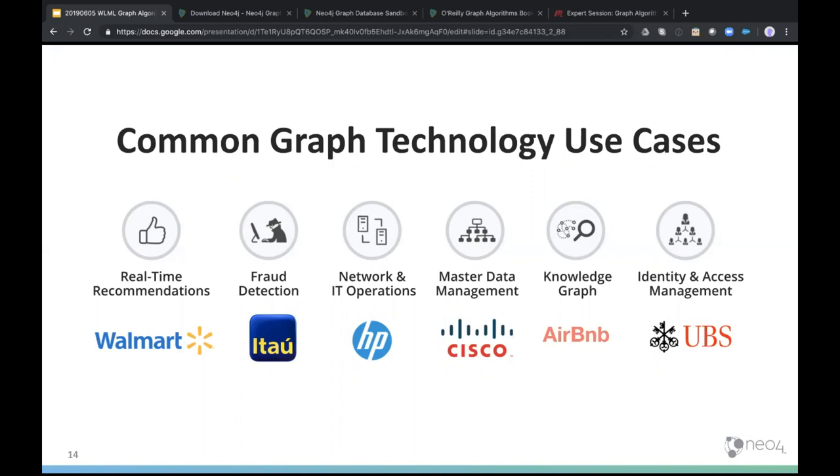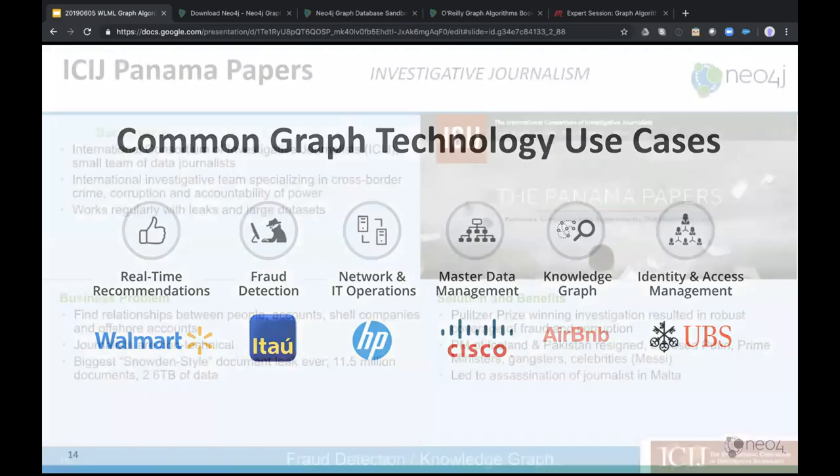But that's not how big organizations buy software. So we've been really focusing on a number of specific use cases where people see most value these days.